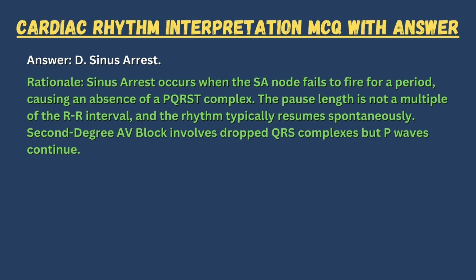Sinus arrest. Rationale: sinus arrest occurs when the SA node fails to fire for a period, causing an absence of a PQRST complex. The pause length is not a multiple of the RR interval, and the rhythm typically resumes spontaneously. Second-degree AV block involves dropped QRS complexes, but P waves continue.